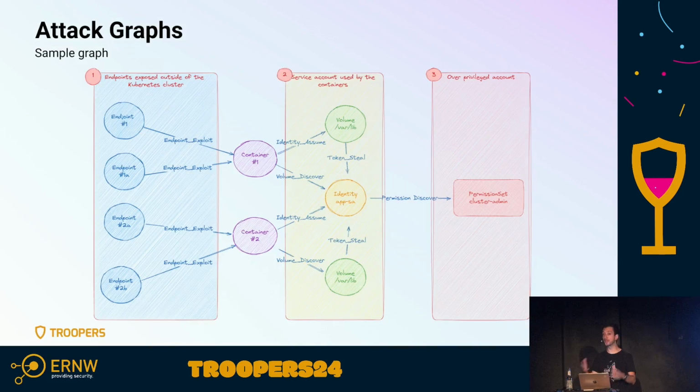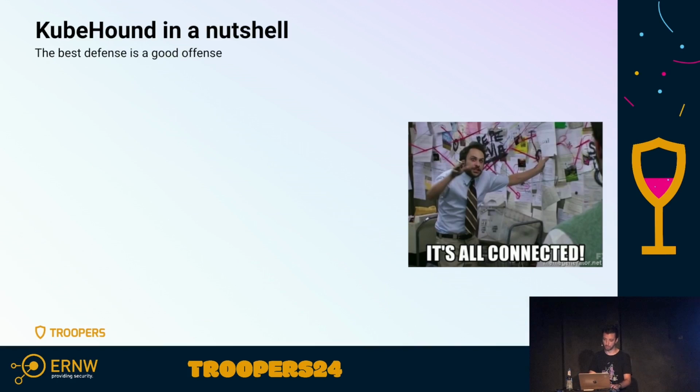So if you read it as an offensive guy, you can see that actually an endpoint is being exposed by a container. From this container, you can use the service account to assume an identity, and that identity can actually lead to cluster admin because it has its own permission being cluster admin. So that's pretty simple, of course, and the goal is really to try to get a more complete one.